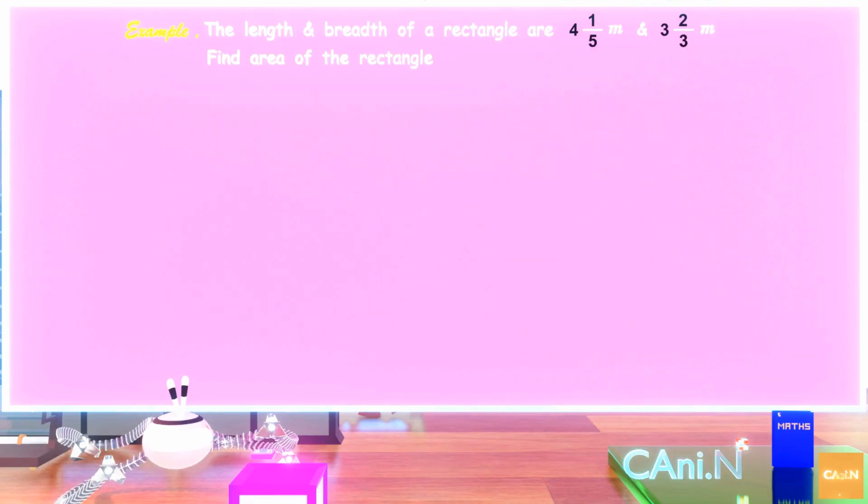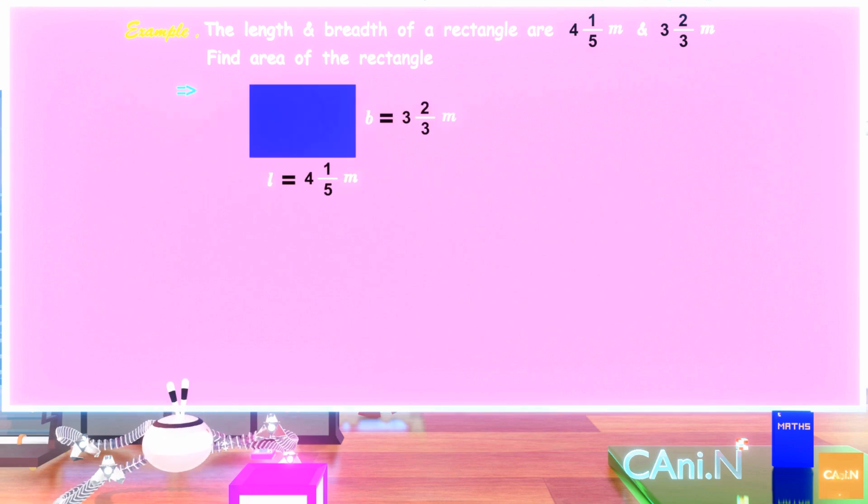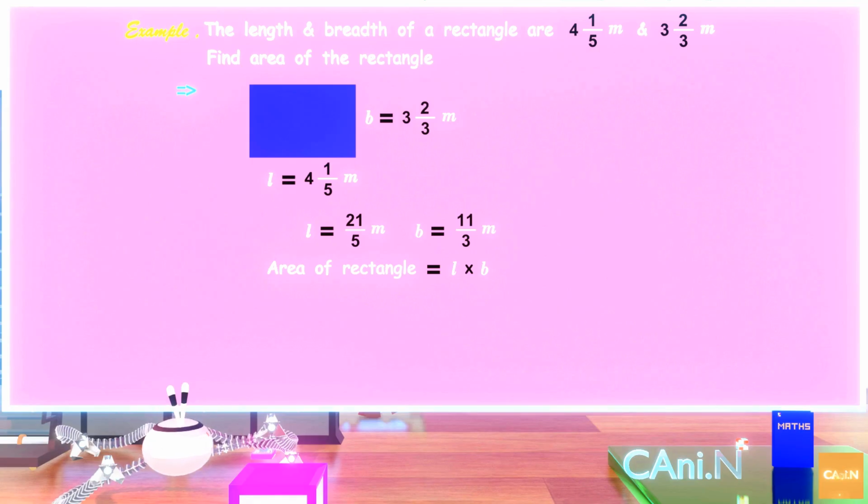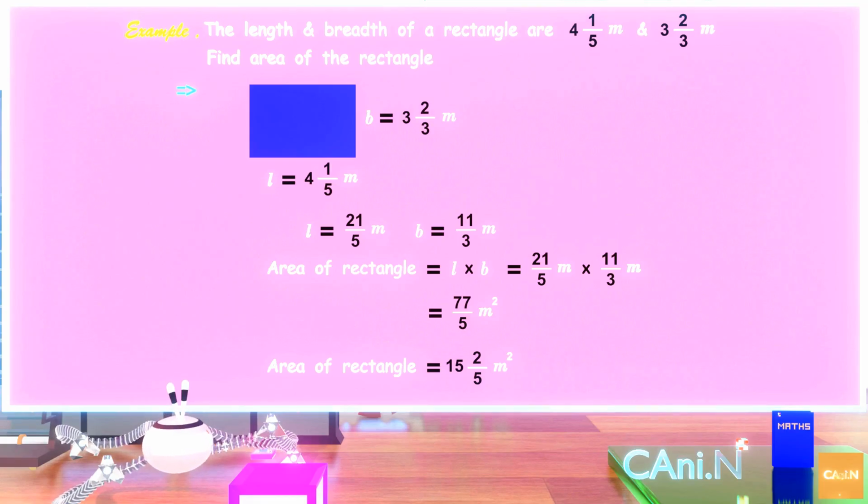Example: the length and breadth of a rectangle are 4 1 by 5 meters and 3 2 by 3 meters. Find area of rectangle. We have length equals 21 by 5 meters. Breadth equals 11 by 3 meters. Area of rectangle equals length into breadth equals 21 by 5 into 11 by 3 equals 77 by 5 meters square. Or, area of rectangle equals 15 2 by 5 meters square.